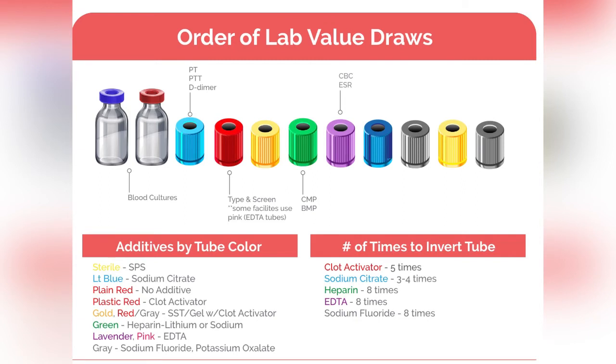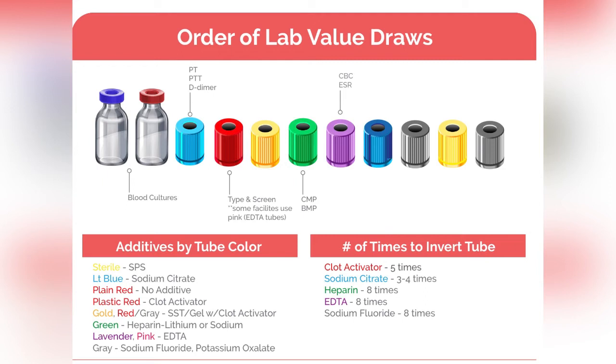Order of draw, stopper colors, and rationale for collection order. Blood culture, sterile collection, yellow SPS, sterile media bottles, to minimize the chance of microbial contamination. Coagulation tubes, light blue. The first additive tube in the order because all other additive tubes affect coagulation tests. Glass non-additive tube, red. Prevent contamination by additives in other tubes.